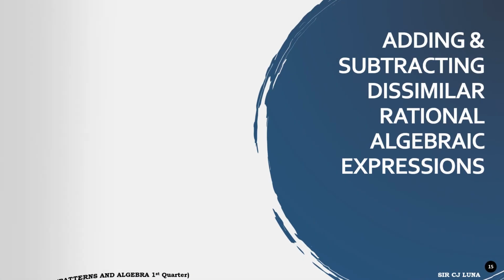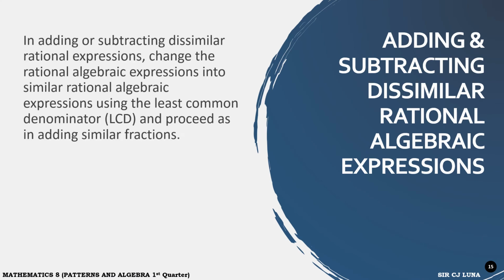Let's see. In adding or subtracting dissimilar rational expressions, change the rational expressions into similar rational expressions using the LCD and proceed as in adding similar fractions. In symbols, we have a over b plus or minus c over d is equal to ad plus or minus bc all over bd. So we get the LCD first and then divide the LCD by the denominator of each fraction and then multiply it to the numerator. Okay?